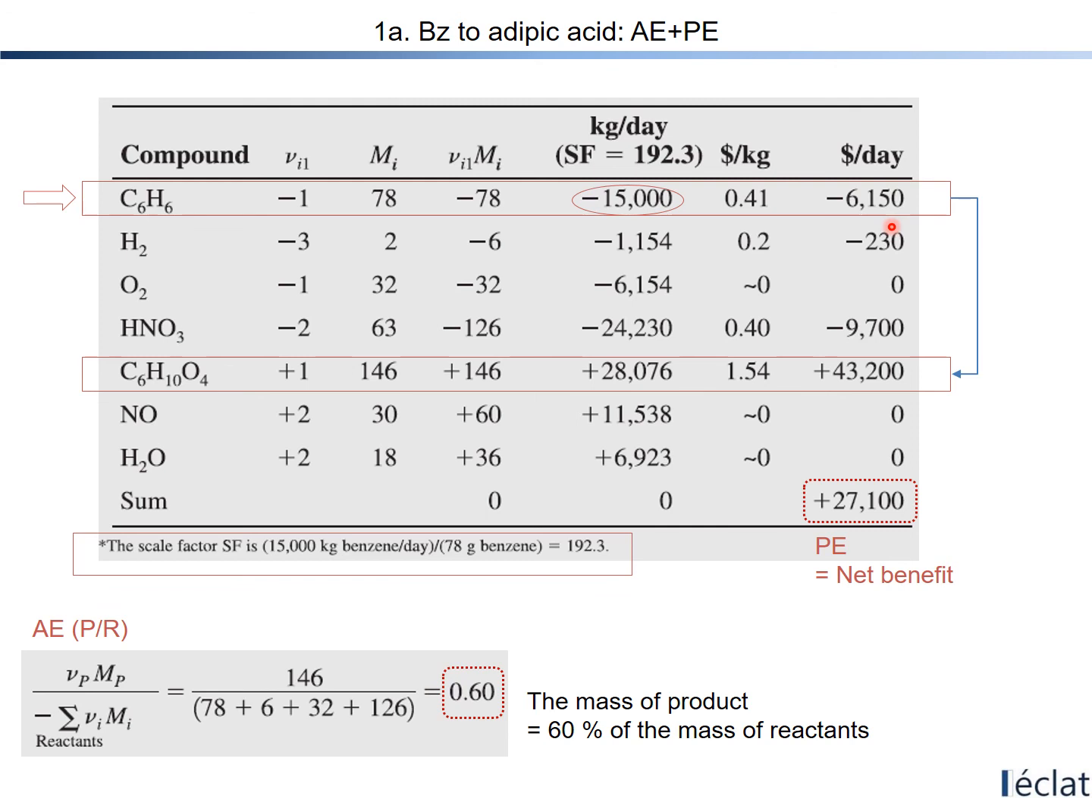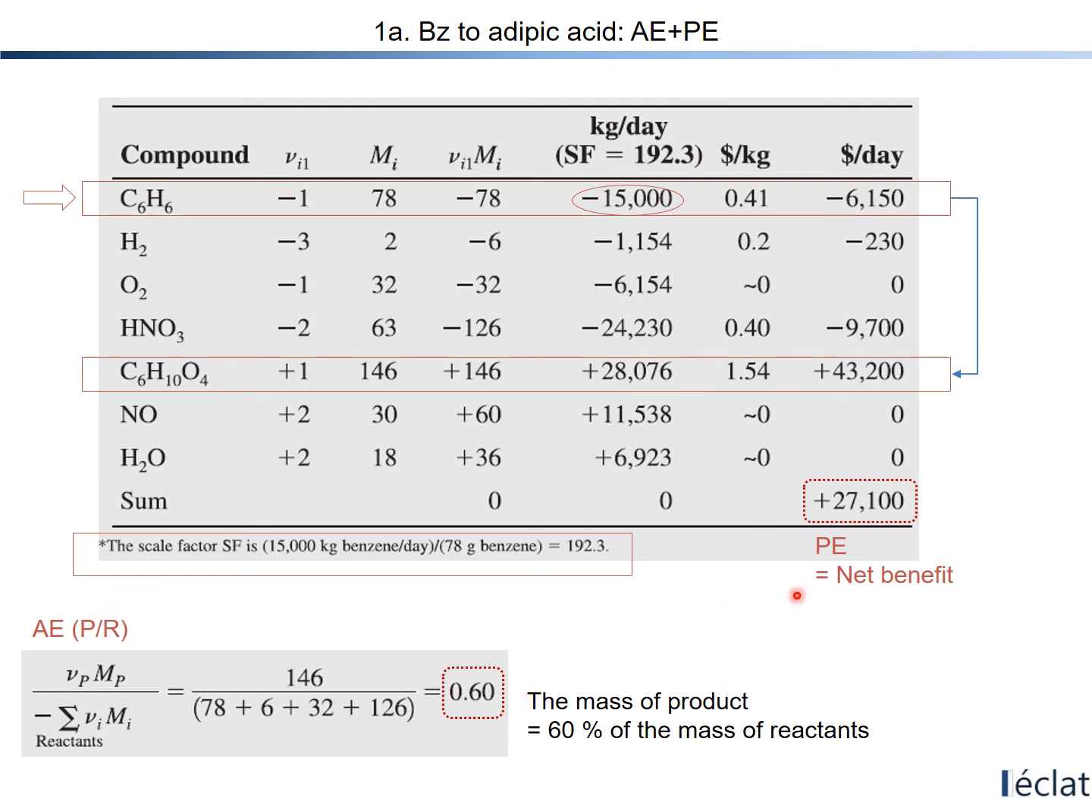Then okay, let's calculate the atomic economy or more precisely the PR mass ratio. So we can use this column or also we can use this column. Anything is okay. Then product per reactant. So product 146 for the adipic acid. And the other things, all of them are reactants here. Then 60% of the mass of reactant is going to the mass of product. Not bad.